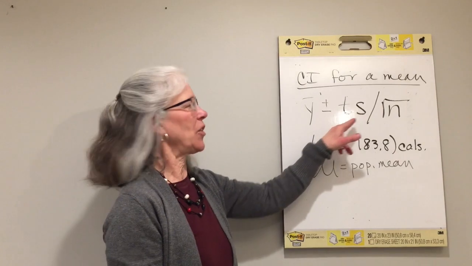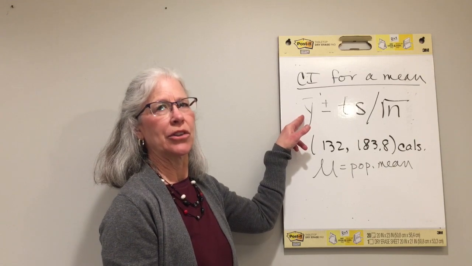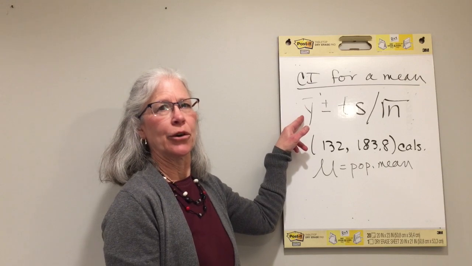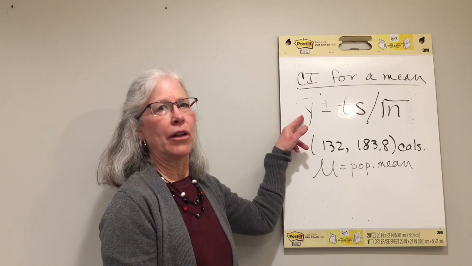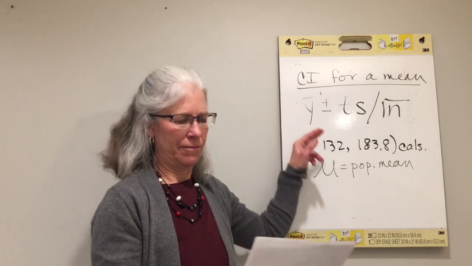What does not affect the width at all is the sample mean. The sample mean only affects the starting point of our confidence interval, the midpoint of our confidence interval. So if the sample mean moves up or down, all it does is shift the confidence interval up and down. It does not affect the width at all.